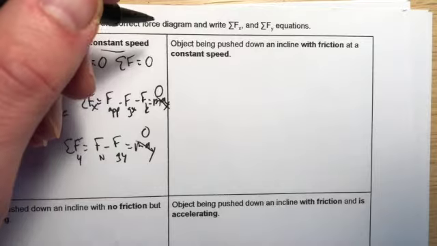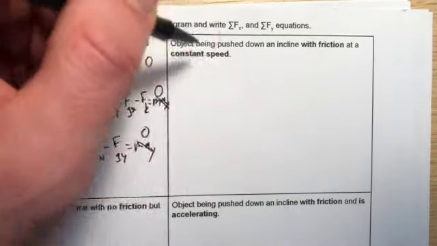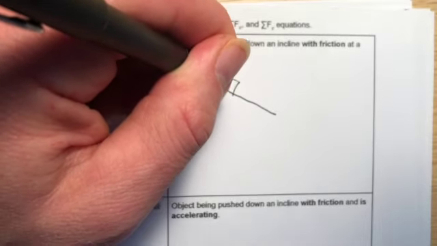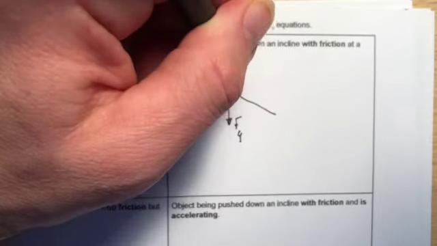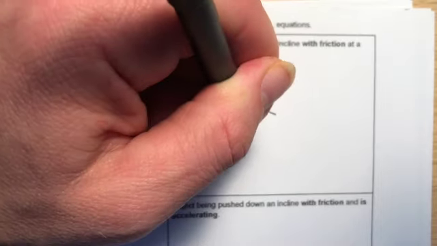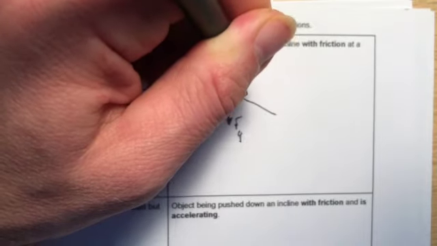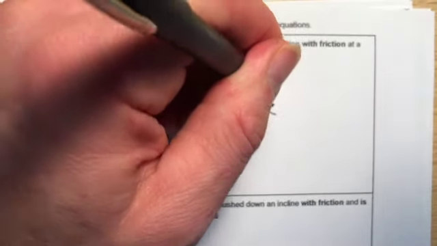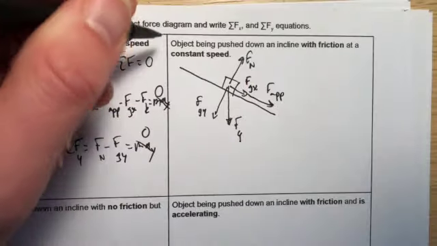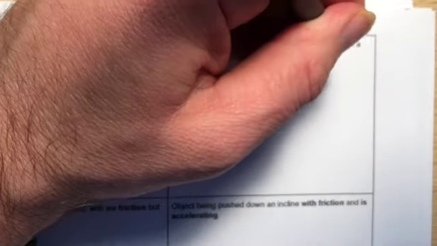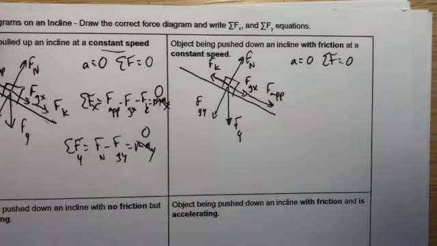All right, next one. An object is being pushed down an incline with friction at a constant speed. So start out the same way, Fg, Fn, Fgy, Fgx. Now it's being pushed down the hill, so there's an applied force going in the same direction downhill. And there is friction, and friction again opposes motion, so that's got to be going uphill.